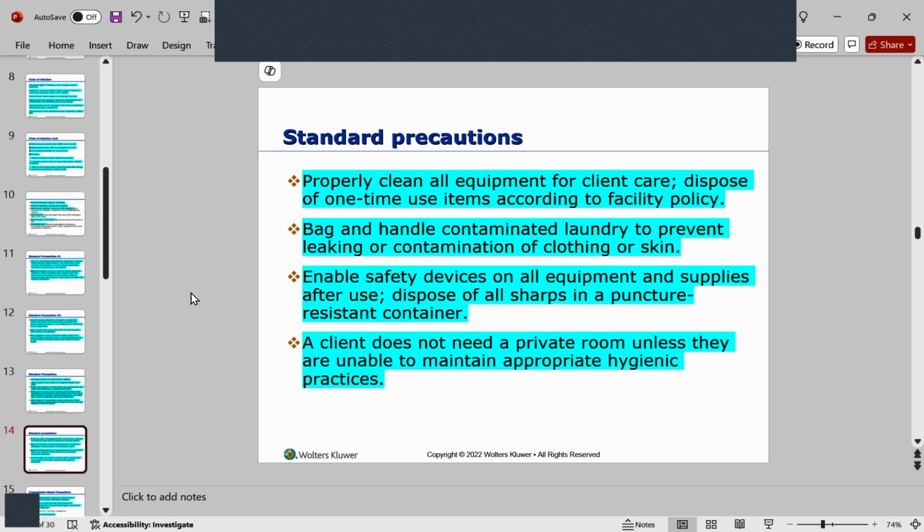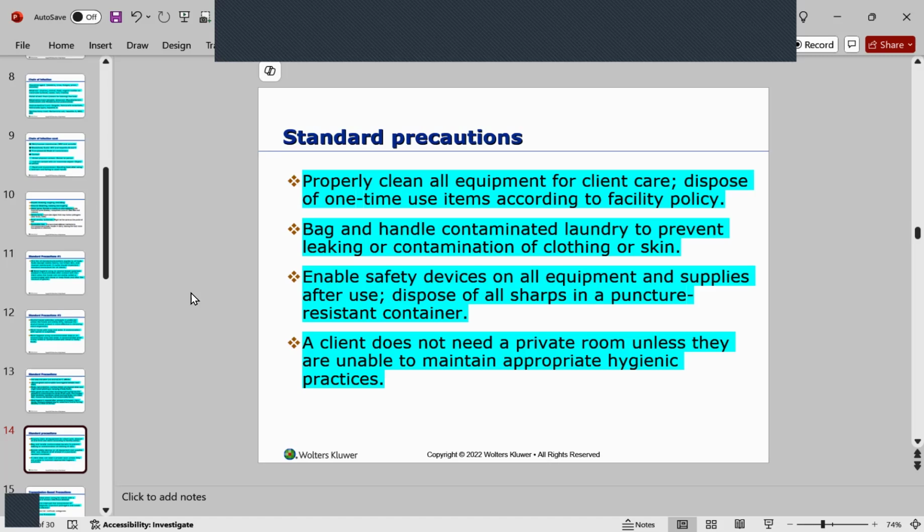Bag and handle contaminated laundry to prevent leaking. So, make sure you don't hold it against your body. Put it in a bag right away and seal the bag. Make sure that if you have safety needles, you're using them, okay? And dispose of the needles immediately after use. And always put them in a sharps container, right? Which is a puncture resistant red container.